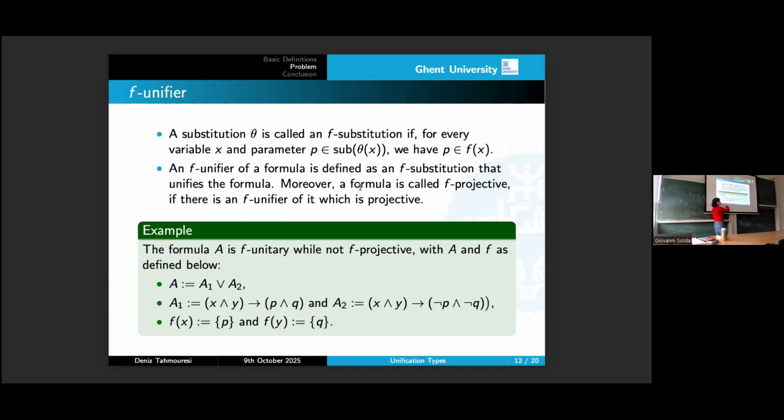That the theta that is going to substitute this formula and unify it is not allowed to use q in the theta x, and it is not allowed to use p in the theta y part. So yeah.